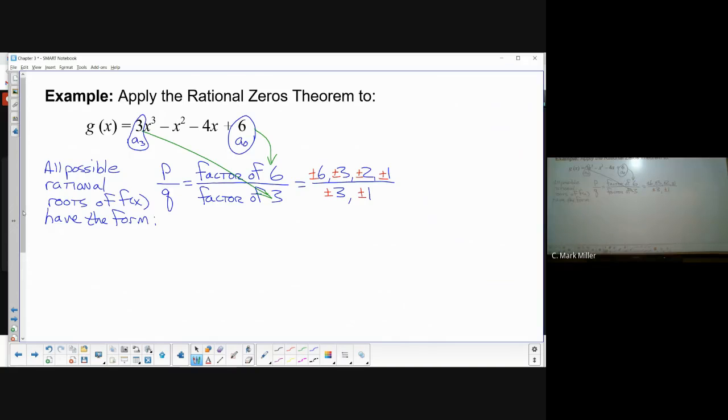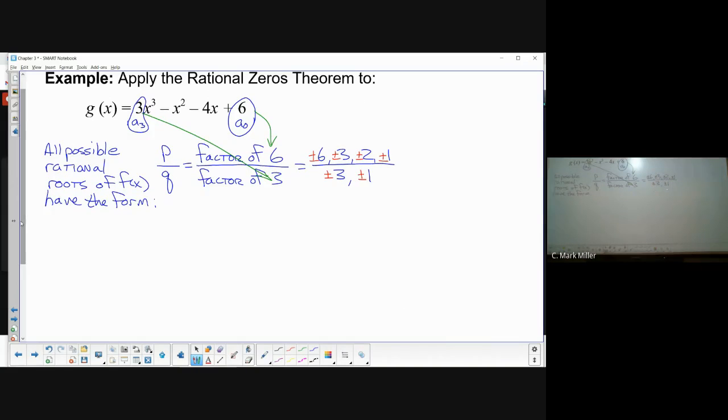Now, how many possible roots can I make out of these? I could put 6 over 1, 6 over 3. I could put 3 over 3, 3 over 1, 2 over 3, 2 over 1, 1 over 3, 1 over 1. There's a bunch of them.